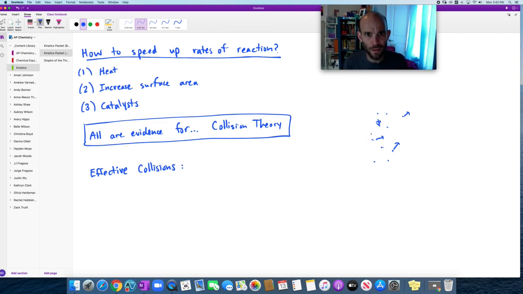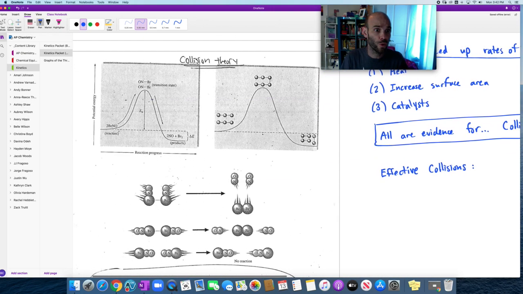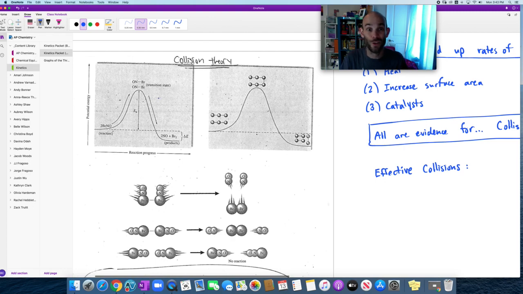Collision theory is related to that. And the basic idea is that you need collisions for chemical reactions to occur. So before we talk about how these things are actually evidence for collision theory, let me explain what collision theory is. So if you would please turn to this page in your packet. It's towards the end. It says collision theory at the top.